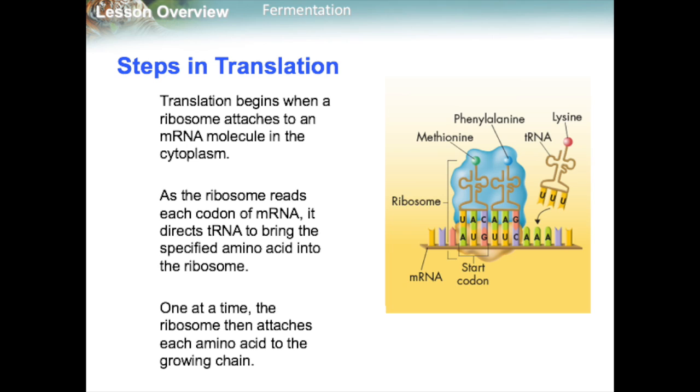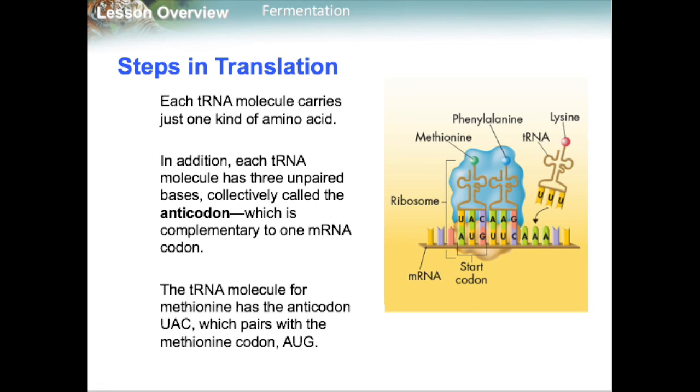And these are the tRNA. The dots right here are the amino acids. So the tRNA is going to come here. These parts right here that are opposite are known as anticodons because they're the opposite of the codon. So they're going to attach to the mRNA molecule, and as the ribosome reads it, it's going to direct tRNA to bring the specific amino acid to it, and then one at a time, the ribosome is going to attach each amino acid to a chain.